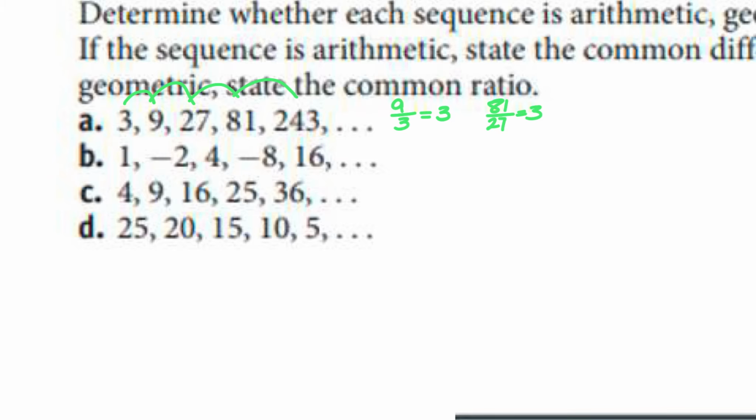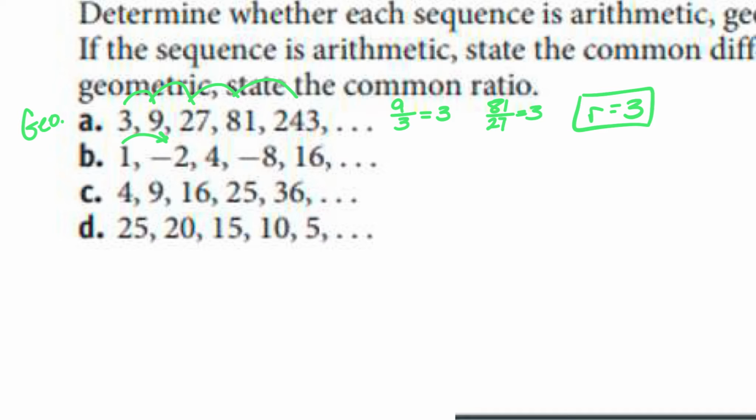So in this one, it tells us to determine whether it is arithmetic or geometric. Well, this one is clearly geometric because it has a common ratio. And that common ratio, we denote with an R. The common ratio of this is positive 3. The number was increasing.